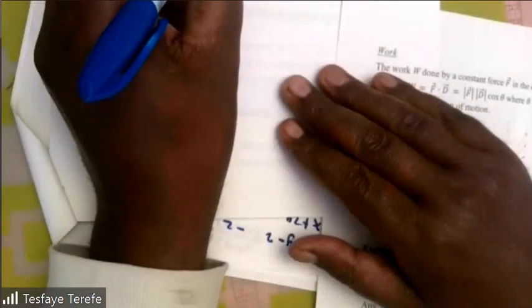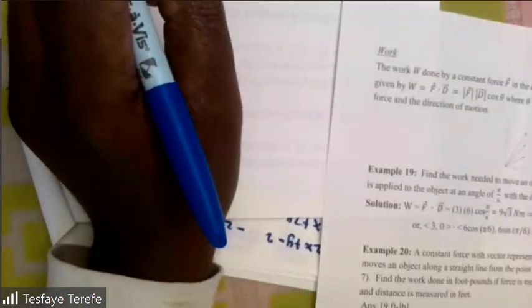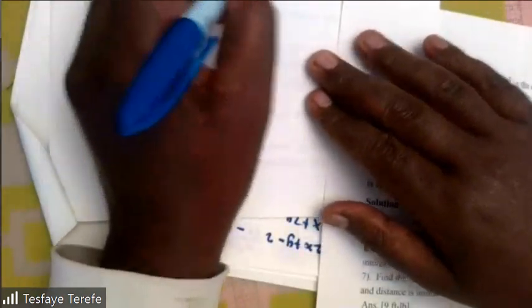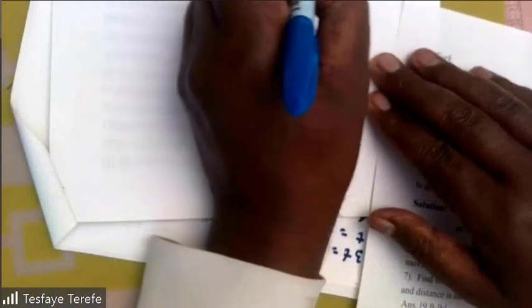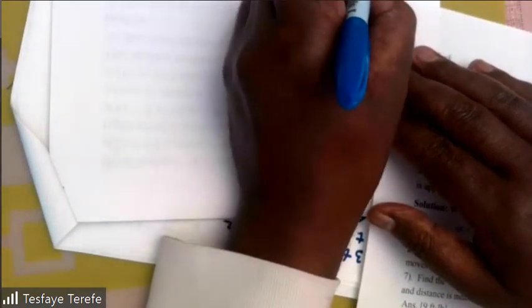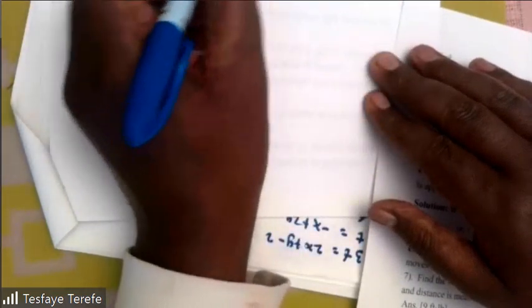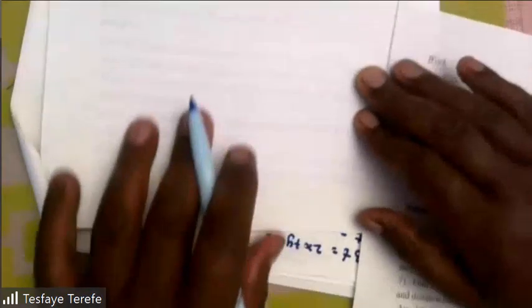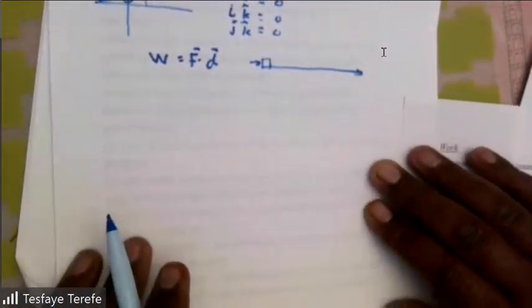And that is the times. If the force is acting in the direction of the movement, if this is an object and I'm pushing it parallel to the direction, then this is force times distance. Force is a vector quantity, and the displacement is also a vector quantity.